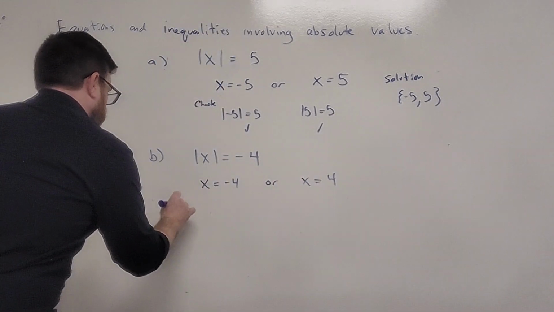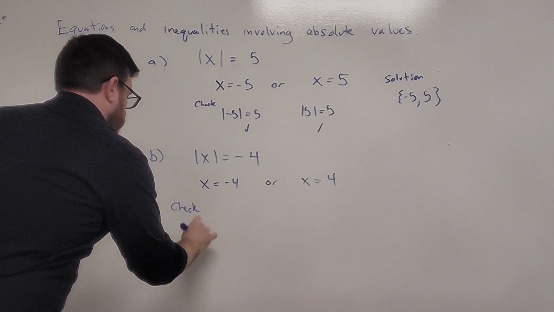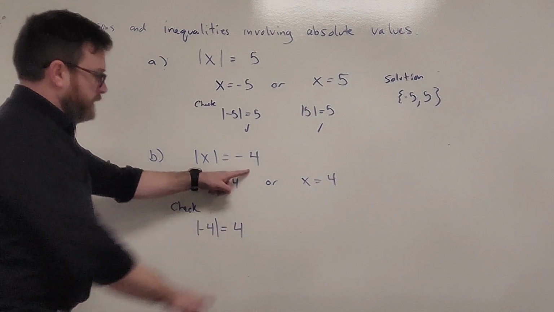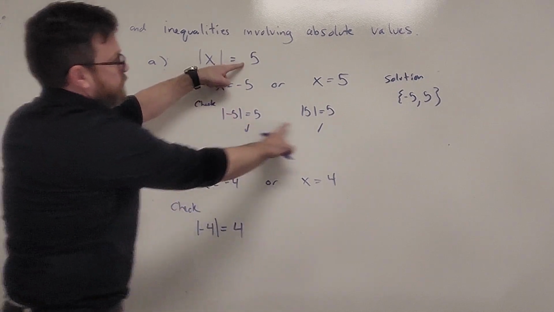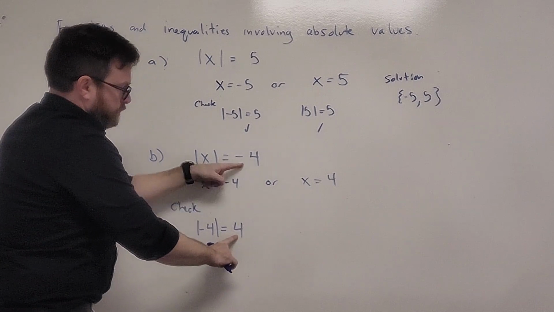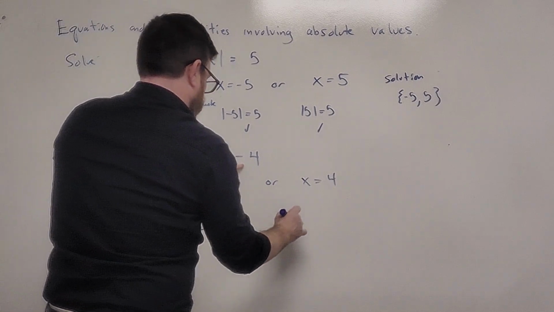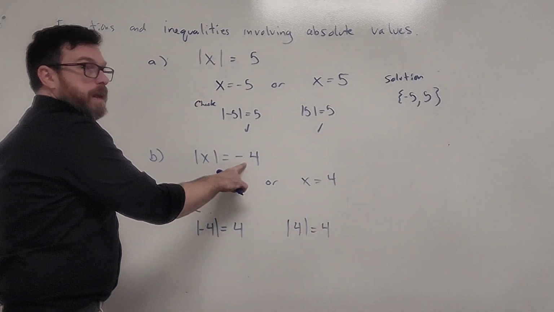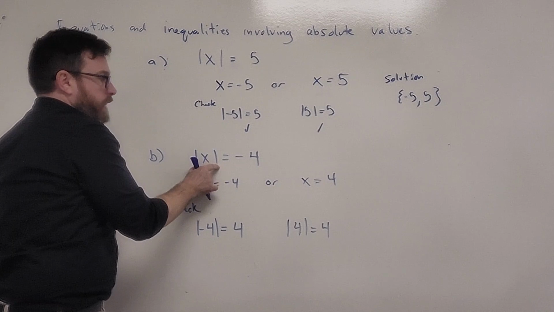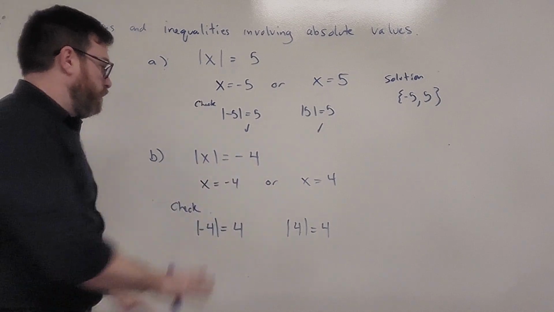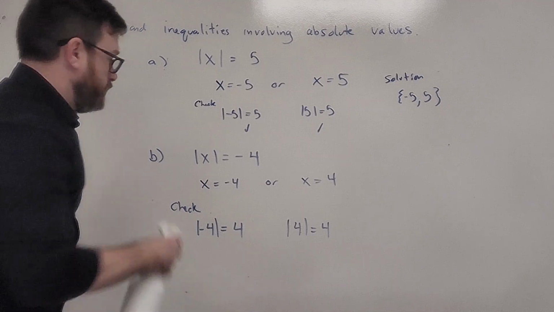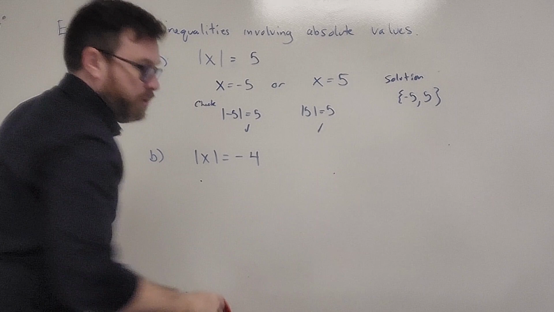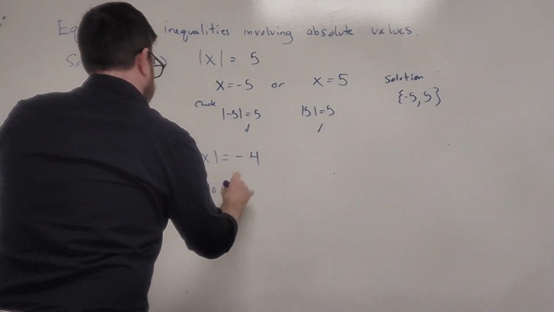But when we go back and check these, the absolute value of negative 4 is positive 4. But I need this answer to be negative 4, just like I wanted these answers to both say 5. That's not true. Also, the absolute value of positive 4 is equal to positive 4. So there's really no way to get a negative out of an absolute value. The absolute value of something is either going to be 0 or bigger. So these don't work. This actually has no solution.